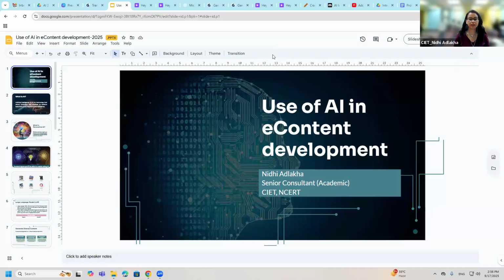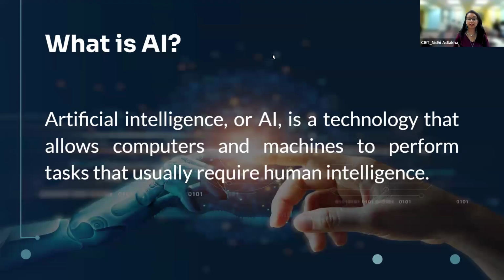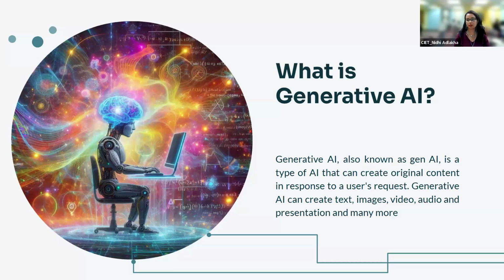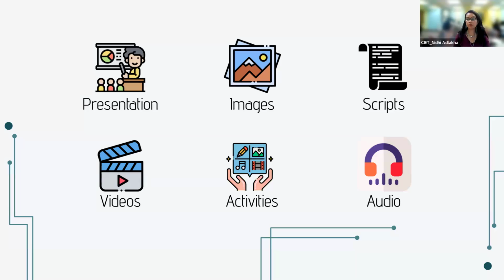So, like sir has already introduced you to what is AI, what is generative AI. So we should move forward with what kind of resources we can create with the help of AI. There are different forms of resources, like we can create presentations, images, scripts, videos. We can get to know information related to various activities. We can have a text to audio option also. So many kinds of resources can be created with the help of AI.